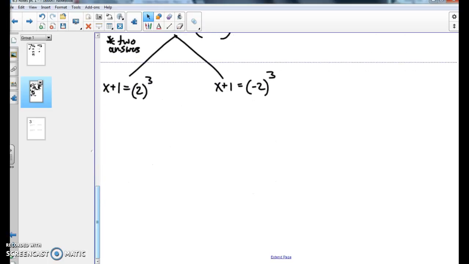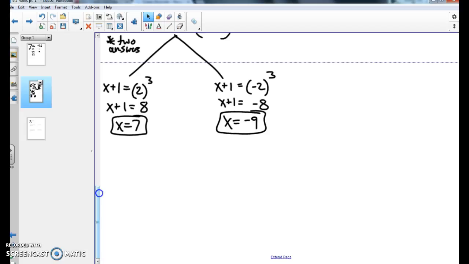So I've got my two answers I'm working with now. Let's go ahead and solve. This really isn't too difficult, right? We got x plus 1 equals 2 to the third, which is 8, so x equals 7 for the first answer. And on the right, I got x plus 1 equals negative 2 to the third, that would be negative 8. Subtract 1, x equals negative 9. So my two answers here are 7 and negative 9.